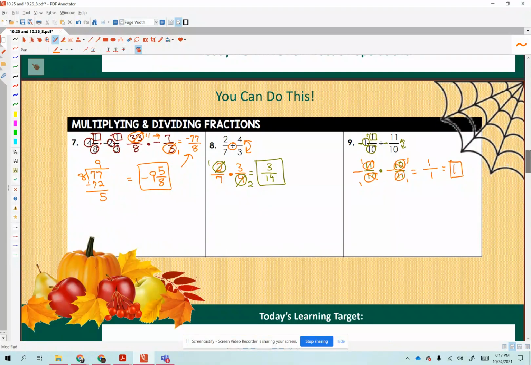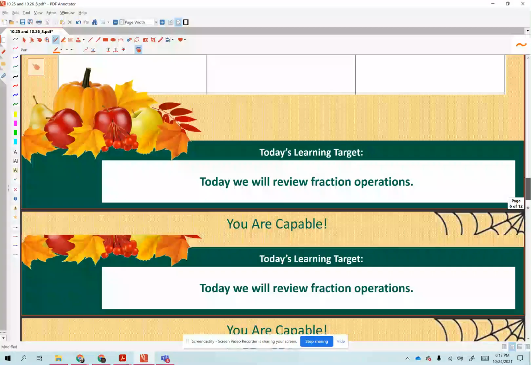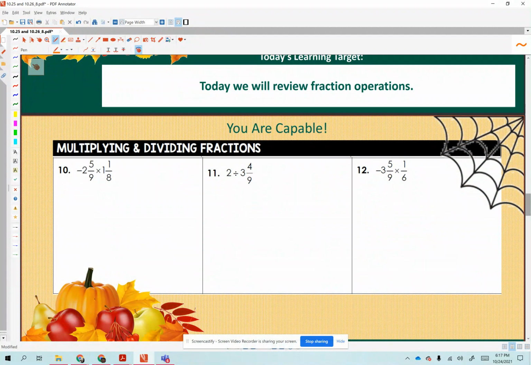So let's go on to number 10, 11, and 12. So number 10, we have negative 2 5/9 times 1 1/8. I don't like when they put the X. I prefer to use the dot. But first we'll convert to improper fractions. 9 times 2 is 18 plus 5. That would be negative 23/9 times 8 times 1 is 8 plus the numerator, one more, is 9. So this becomes 9/8.